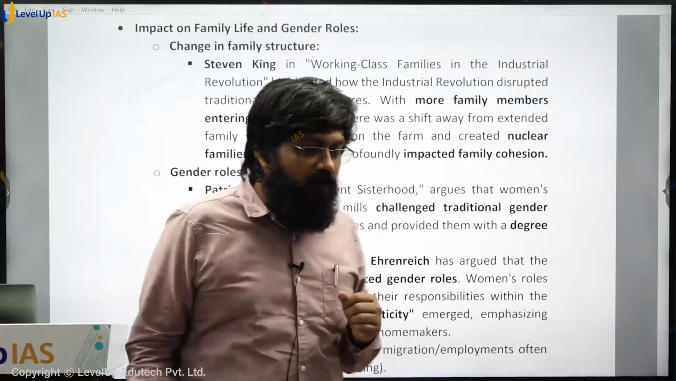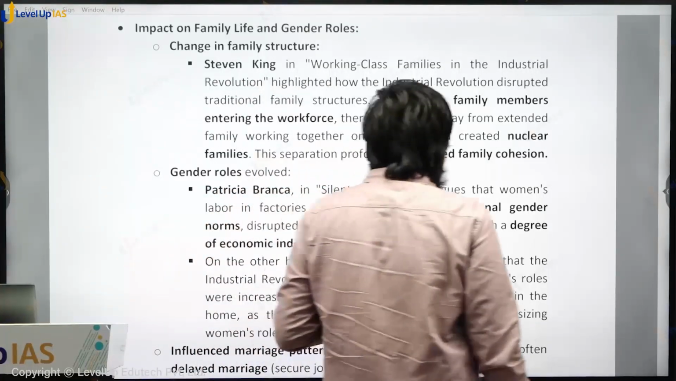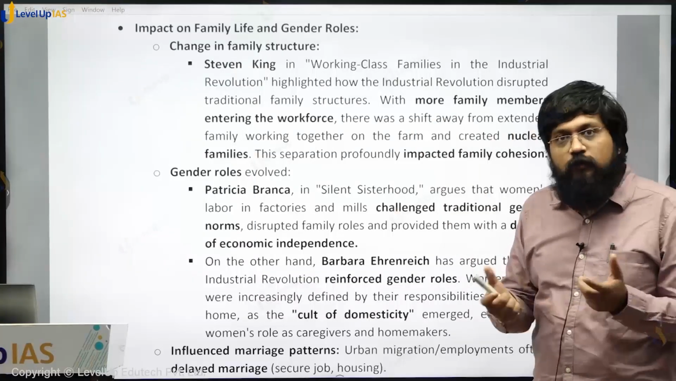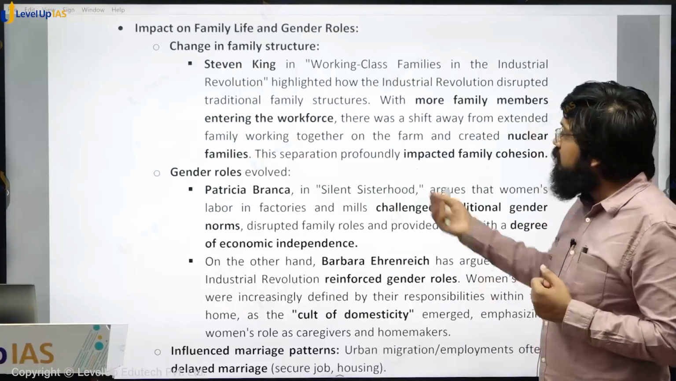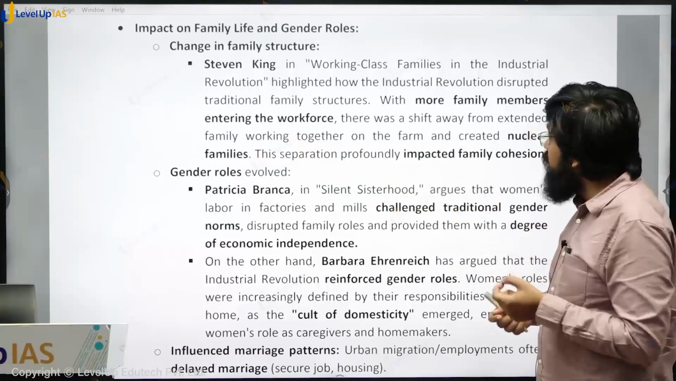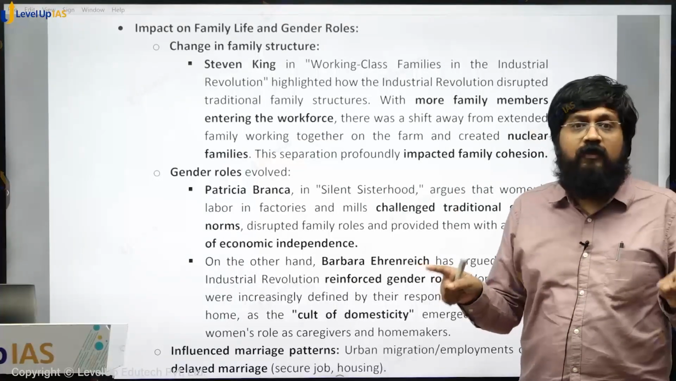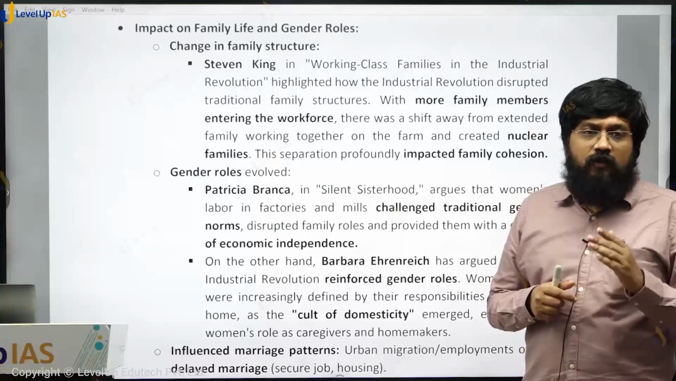But apart from dissolution of rural communities, if you want to specifically come to the family cohesion issue, you have Stephen King. He talks about the similar thing from the family viewpoint. Separation profoundly impacted family cohesion. You can say nuclear family का जन्म होता है. Nuclear family never ever existed in the history of agricultural society.